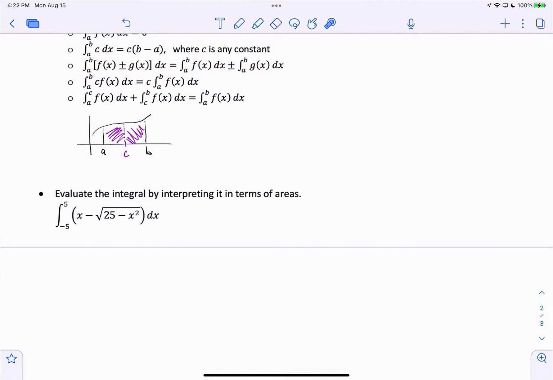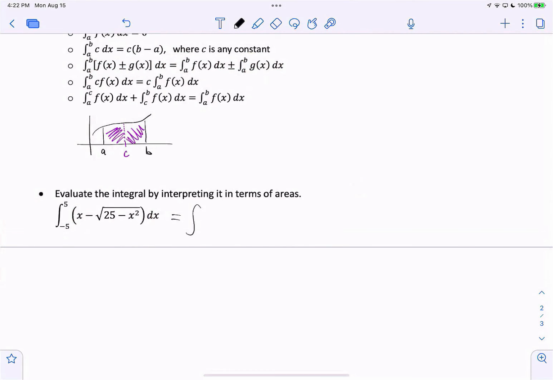And we have the integral from -5 to 5 of x minus the square root of 25 minus x squared dx. Notice this integral has two terms, x and the negative square root of 25 minus x squared. That means we have parentheses around the terms because they're being multiplied by dx. Using this property, we're going to write this as two separate integrals.